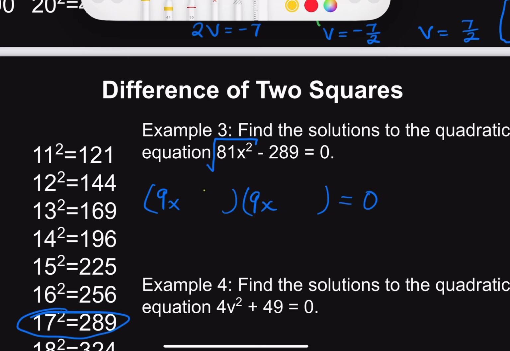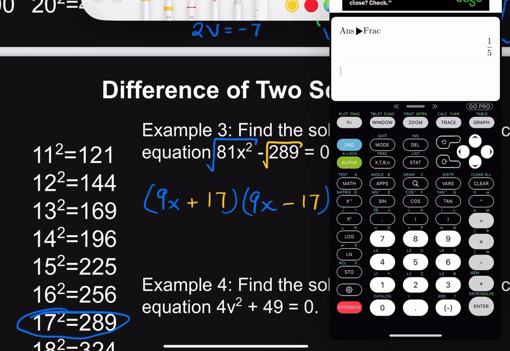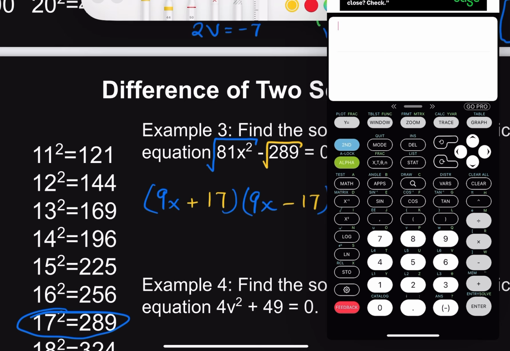Now remember, we're going to be taking the square root of the second term. Square root of 289, that is 17, because 17 squared is 289. So one will have plus 17. The other will have minus 17. And if you don't remember the square roots, you can just plug it into your calculator. For example, if you hit second and then x squared, the square root of 289 is 17. And the square root of 81, that's 9.